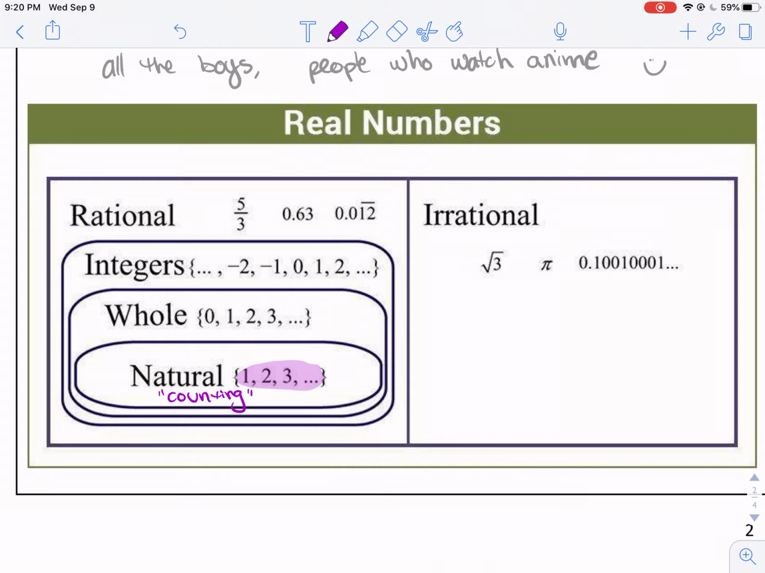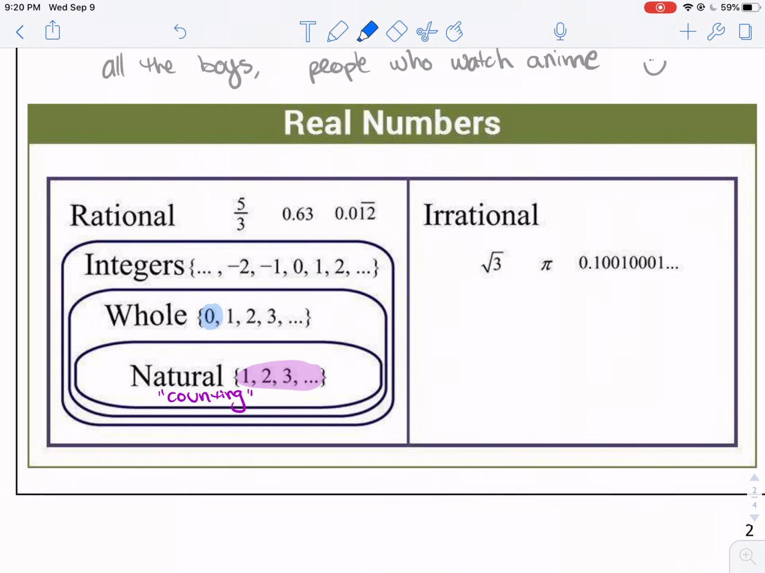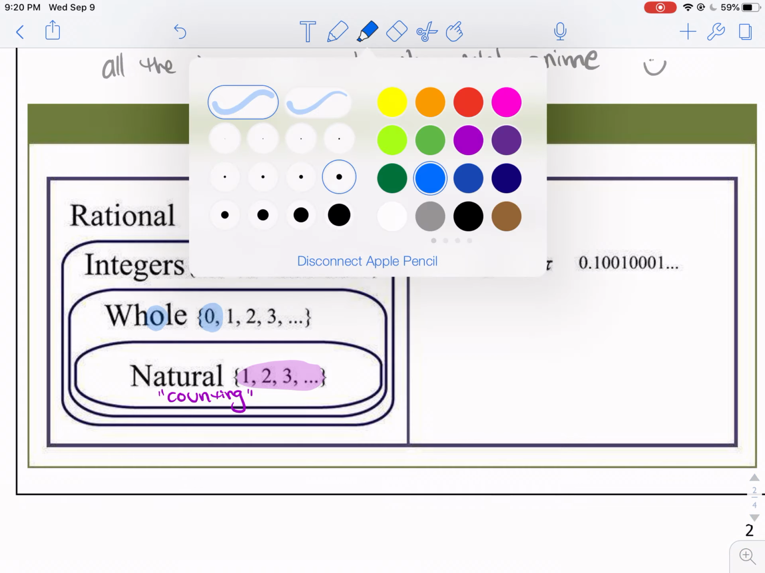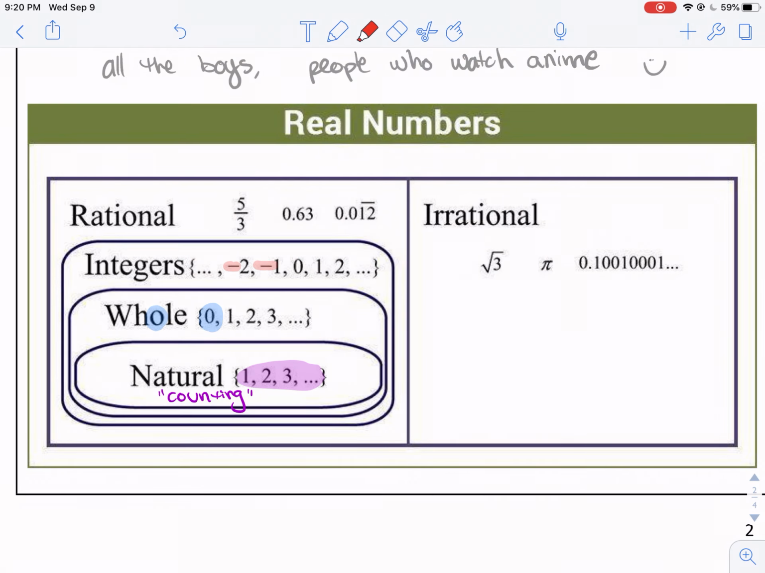And then our whole numbers are all of our counting numbers and also 0. That's it. I like to remember this because whole sounds like there's a hole in it, and 0 is shaped like a hole. The integers, you just take the natural numbers and you make them negative. There's like an N for negative, and not to be confused with the N for natural.